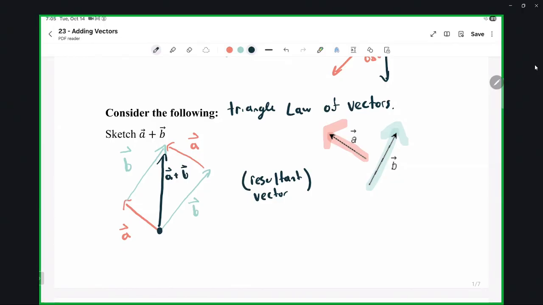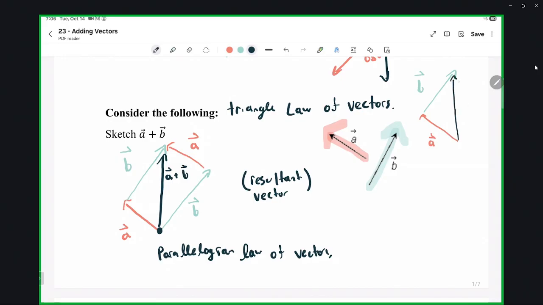The first triangle we did was the triangle law of vectors. This is the second one. This is actually called the parallelogram law of vectors, where we actually sketch both sets of these, because we end up forming a parallelogram. Again, the triangle law of vectors is where we drew one vector, say vector A, and then we drew the other vector, vector B, and then we connect the tail of A to the head of B, and we call this vector A plus B.